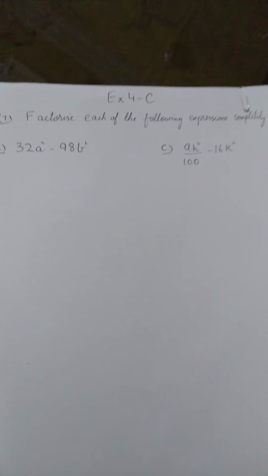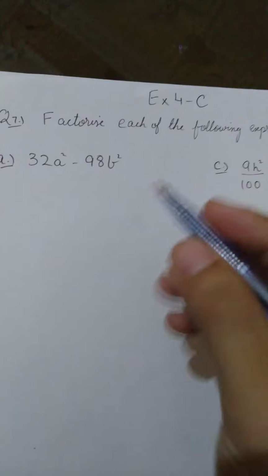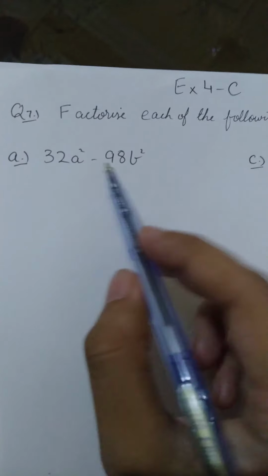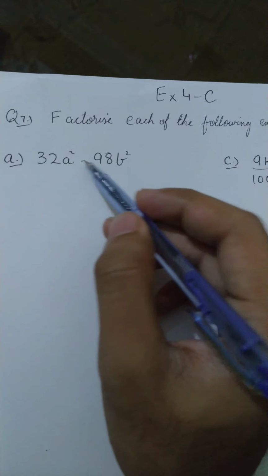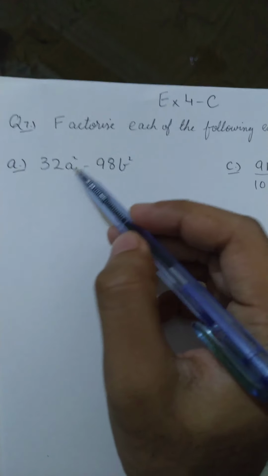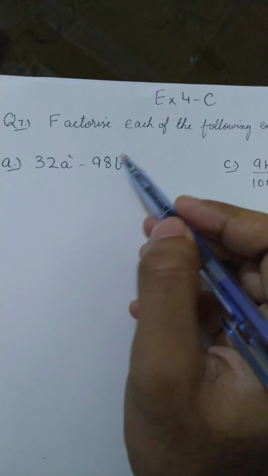Here we have exercise 4C, question number 7. It says factorize each of the following expressions completely. So we will have to do the same thing. We have to make the factors of the question given to us. Okay, so I have to look for ways to apply the formula here. As you can see, it's clear that the a square minus b square formula will be applied here.